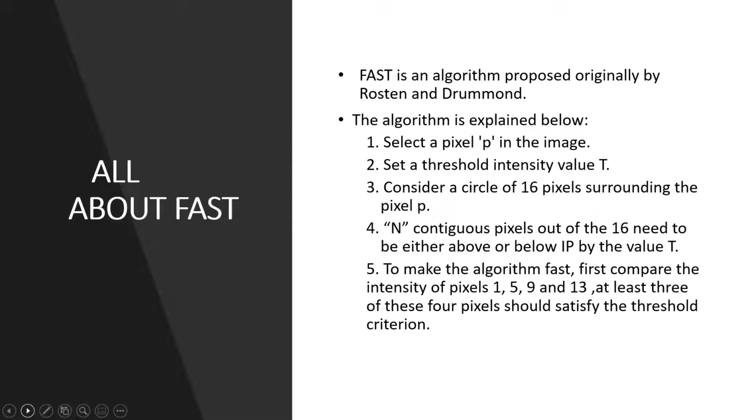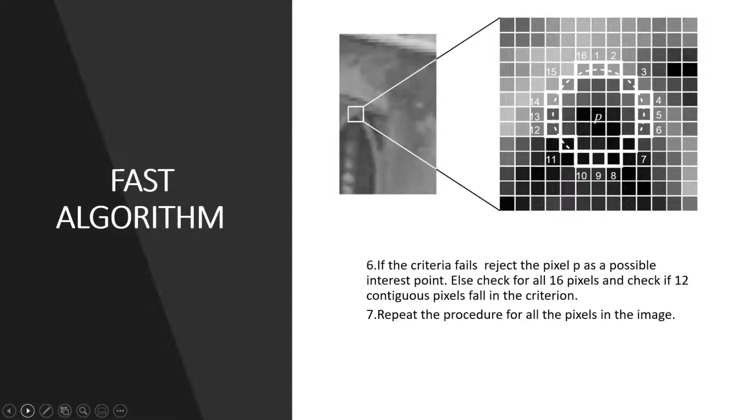Getting to the algorithm, first we need to select a pixel P in an image with the intensity IP, and select a particular threshold T. Consider a circular region of 16 pixels surrounding the pixel P, as shown over here, where the pixel P is at the center and 16 continuous pixels are selected.